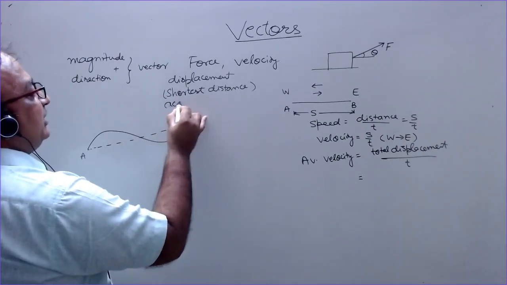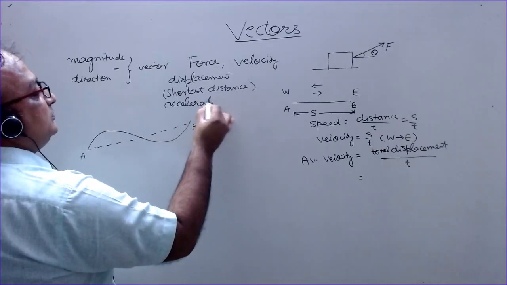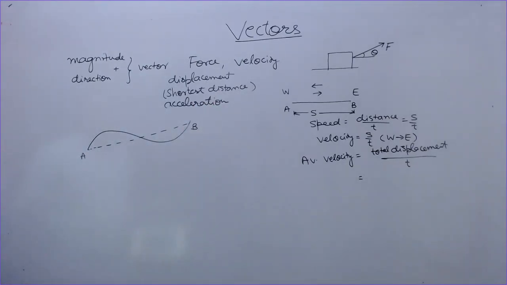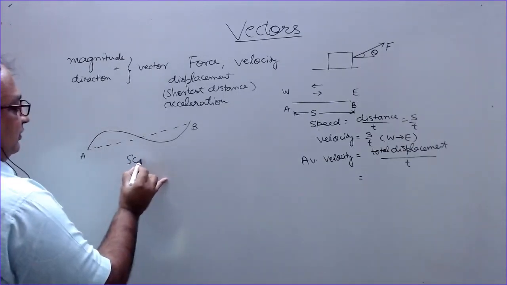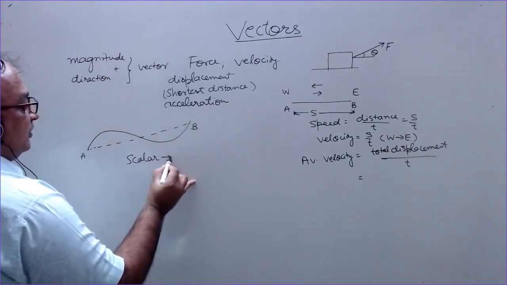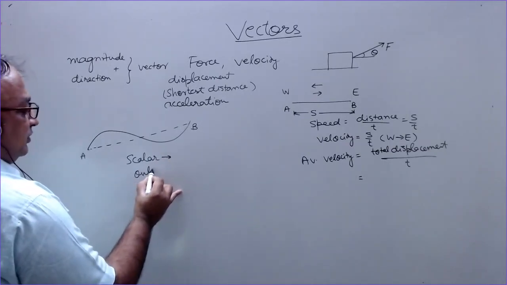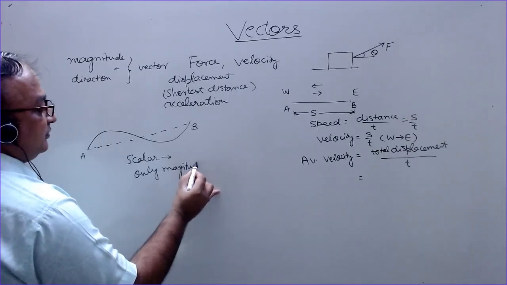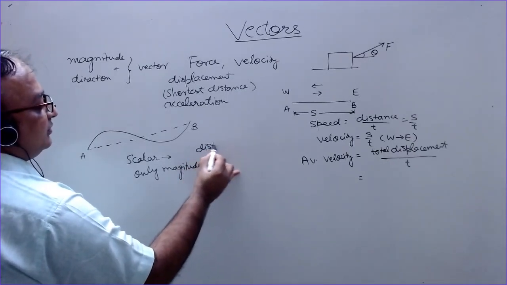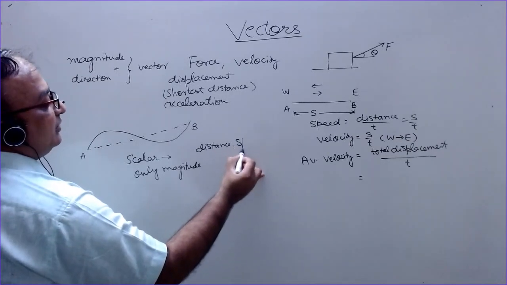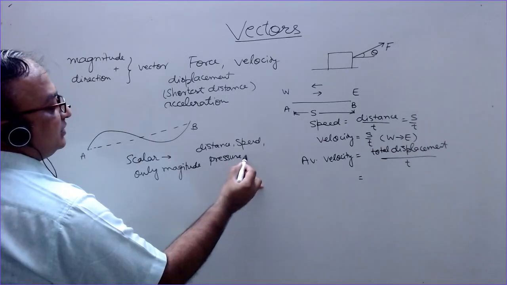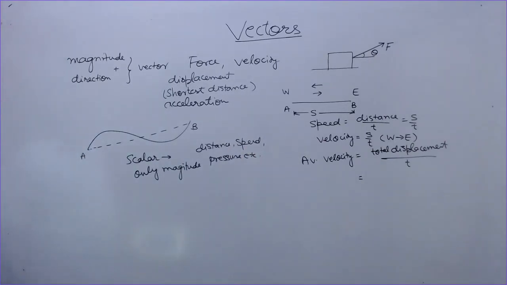Similarly, we have acceleration, which is a vector. So these are some quantities which are termed as vector, and the quantity scalar, which is having only magnitude and no direction. So distance, speed, pressure, etc., they are termed as the scalar quantities.